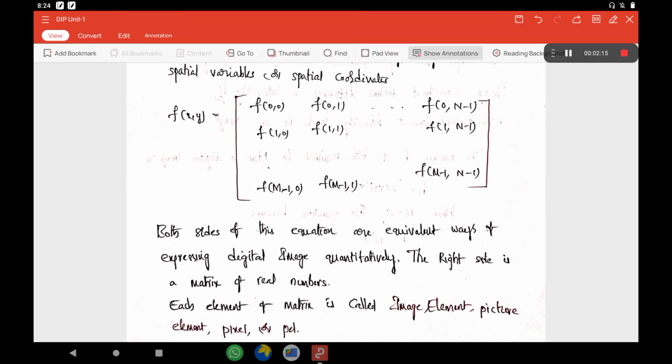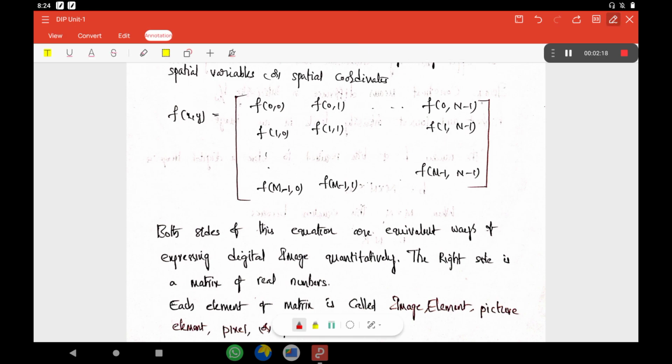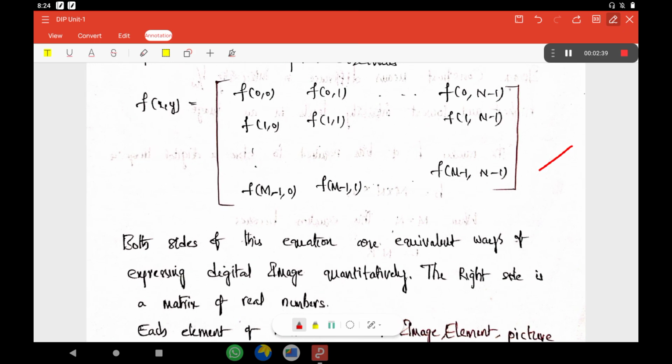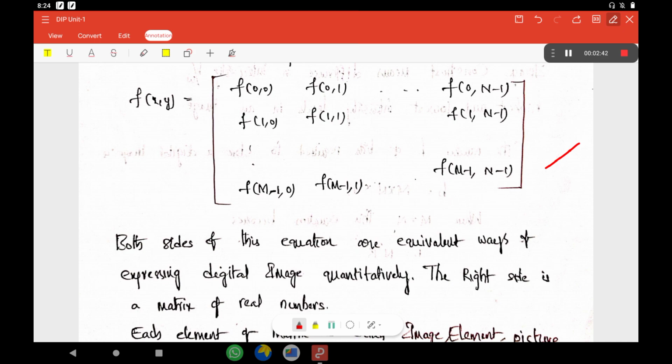The same image can be represented in the form of a matrix. f of x comma y is equal to a matrix, where every matrix consists of some number of rows and columns. f of 0 comma 0 represents the first element of the matrix, in the first row and the 0th column, going up to the n minus 1 column. This is the last element in the corresponding matrix.